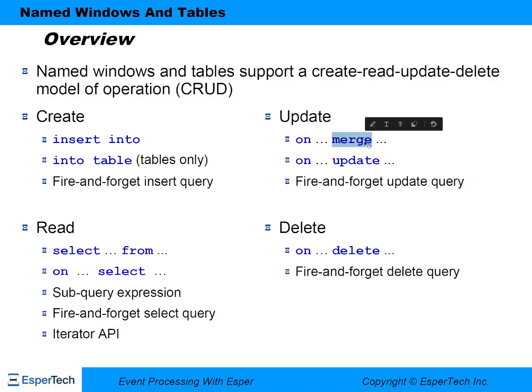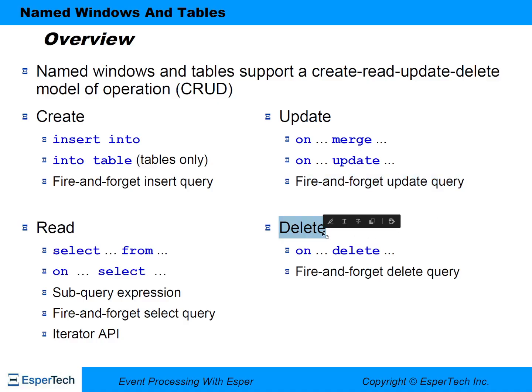Named window events and table rows can be updated. The on merge updates events held by a named window and can update rows in a table. The on merge can also conditionally insert, update, select and delete, as an atomic action. The on update updates named window events and table rows. A fire and forget query can update events in a named window or rows in a table.